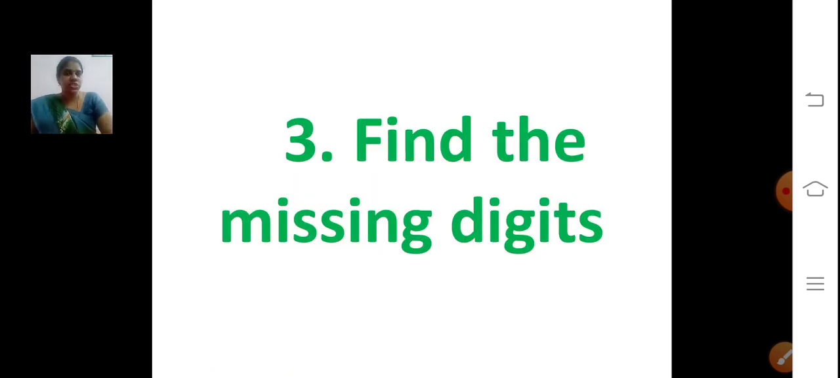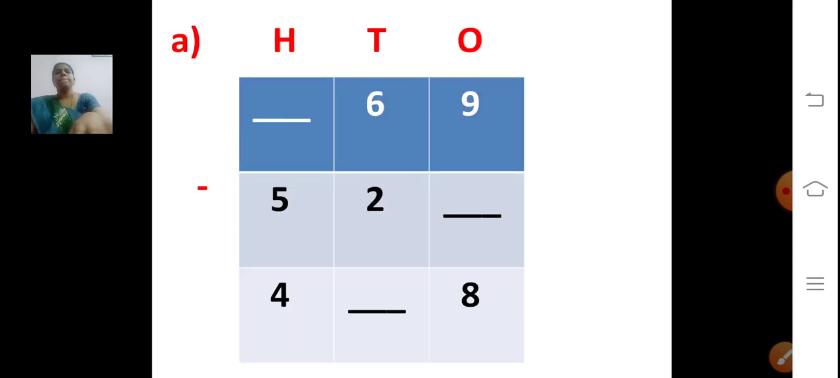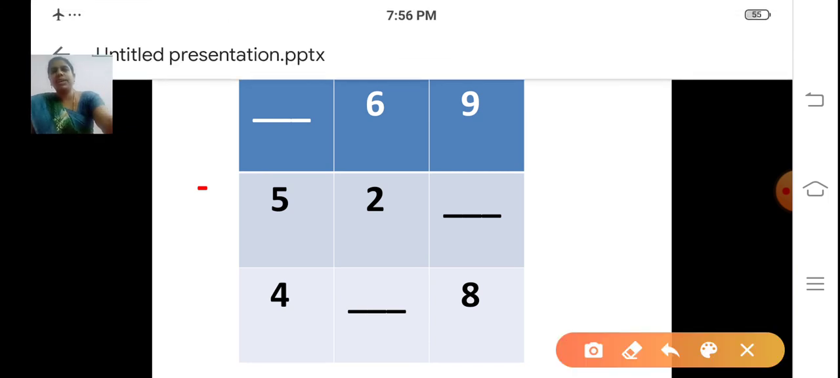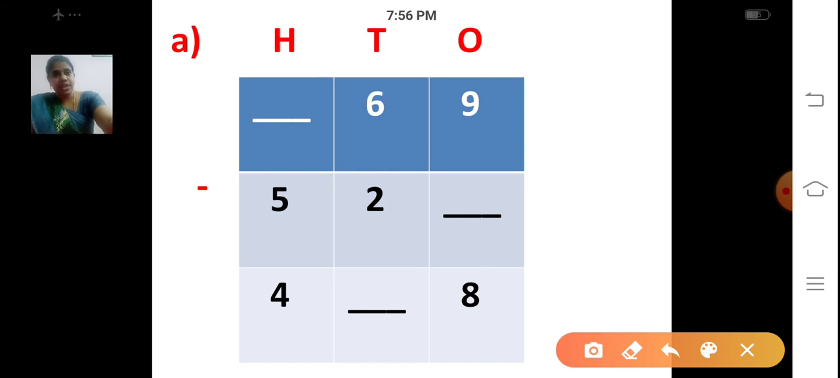Find the missing digits. Some digits are missed out, that we are going to find out. How to find out the missed out smaller digit? We are going to subtract the difference from the bigger number. We are going to find the difference. We are going to subtract the difference from the bigger number. So these two we are going to subtract so that we will get the smaller number.